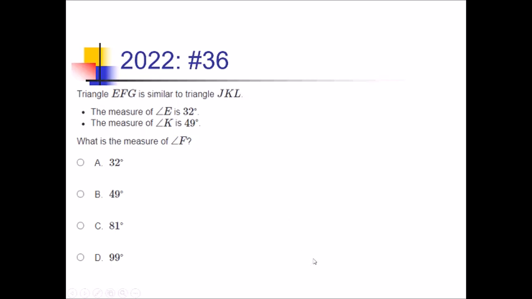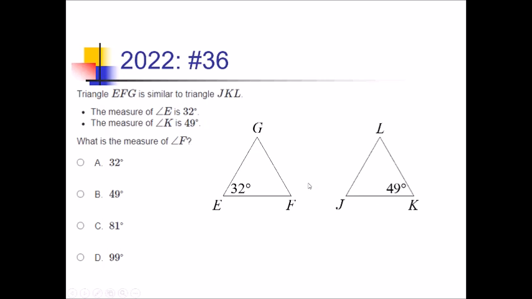So here is triangle EFG. I'm going to start in the lower left and just work my way around counterclockwise. And for triangle JKL, I've got JKL going on here. Let me also, now that I've drawn these, fill in my angles. So we have angle E right here is 32 degrees, and angle K, that's over here, is 49 degrees. And they want the measure of angle F.